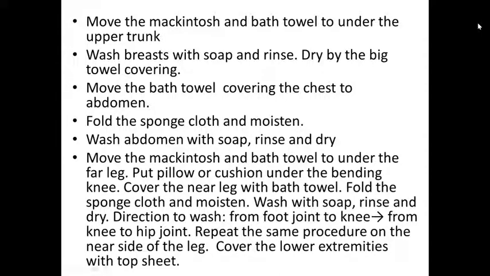For washing the chest and abdomen, move the Macintosh and bath towel to under the upper trunk. Wash breast with the soap and rinse, dry by the big towel covering. Move the bath towel covering the chest to abdomen. Fold the sponge cloth and moisten. Wash abdomen with the soap, rinse, and dry.